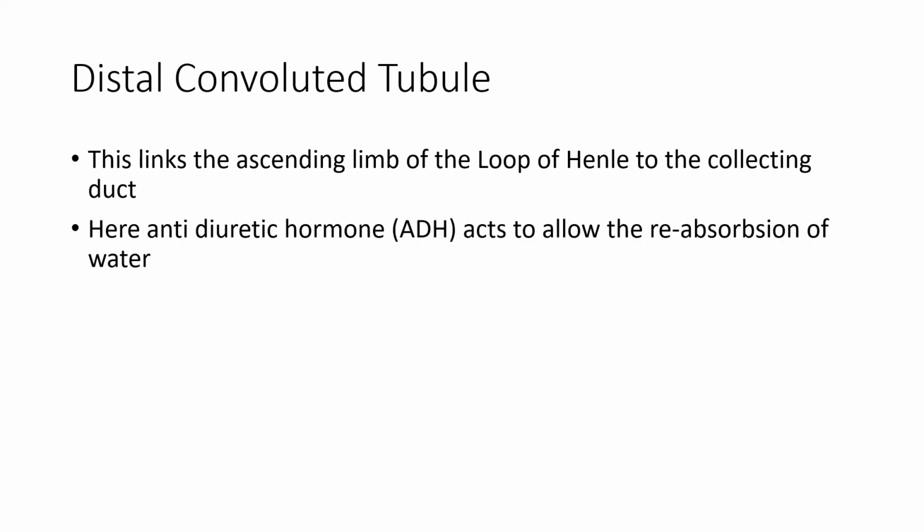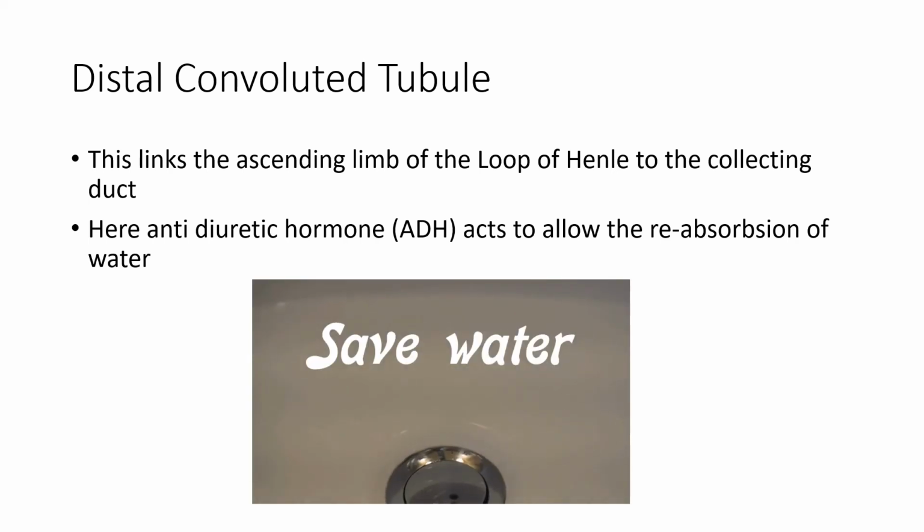The main function here is antidiuretic hormone, often called ADH, acts to allow the reabsorption of water. So if the body has a low blood pressure, it might release some antidiuretic hormone to reabsorb some water to help improve the blood pressure. So in a way, you can think of this almost as the body's method of saving water, recycling the water. If it doesn't need it as much, less antidiuretic hormone will be released. If the blood pressure does drop, more antidiuretic hormone will be released.